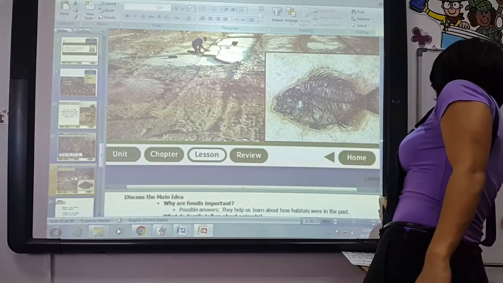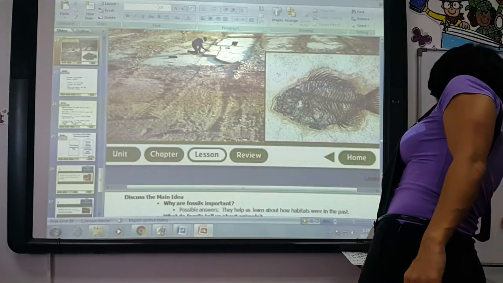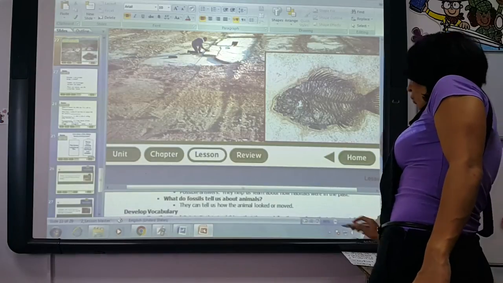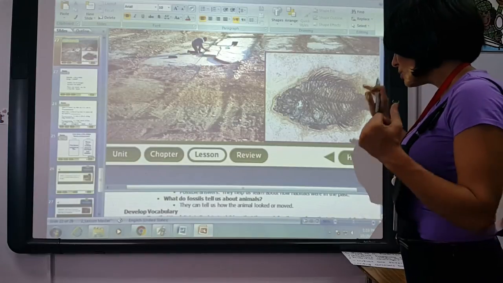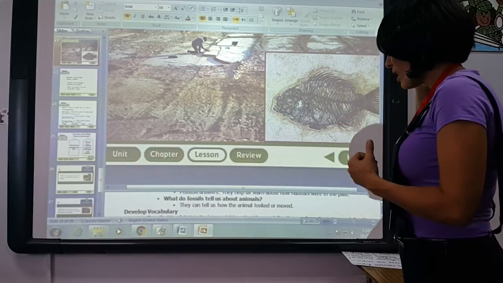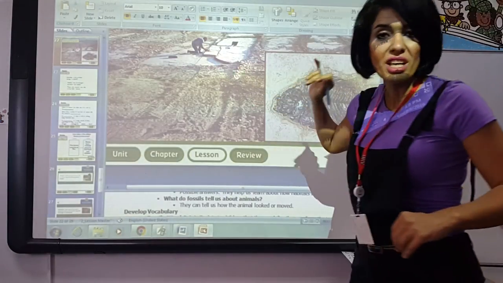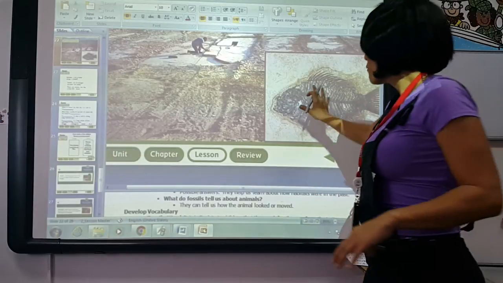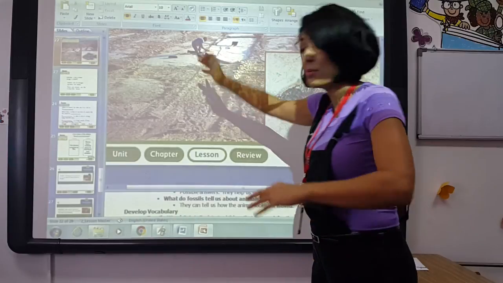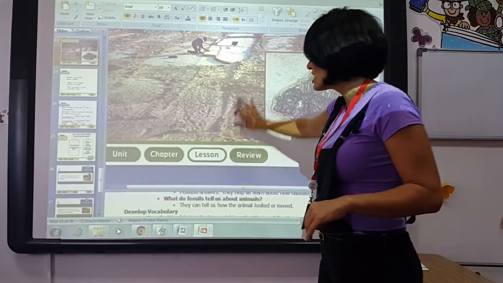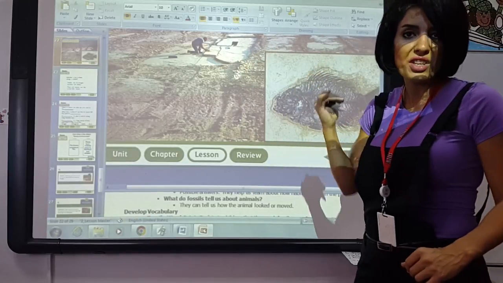Why are fossils important? Because they tell us about the past. Fossils are important because they tell us about the past, and they can tell us how the animal looked or moved in the habitat. So fossils tell us about the past of the habitat. How was this habitat before? And fossils tell us how the animal looked before, in the past.